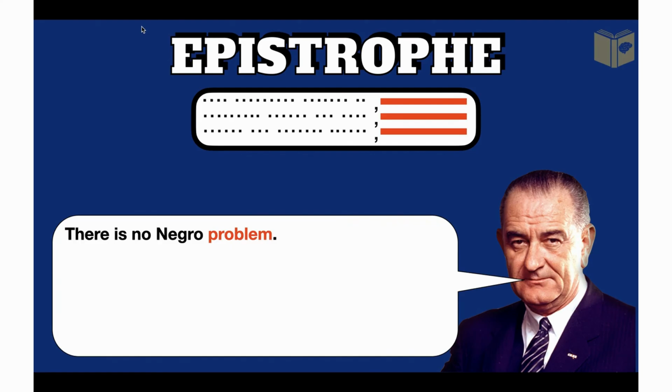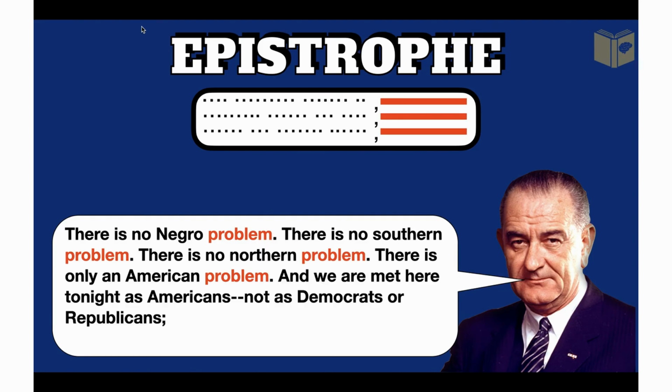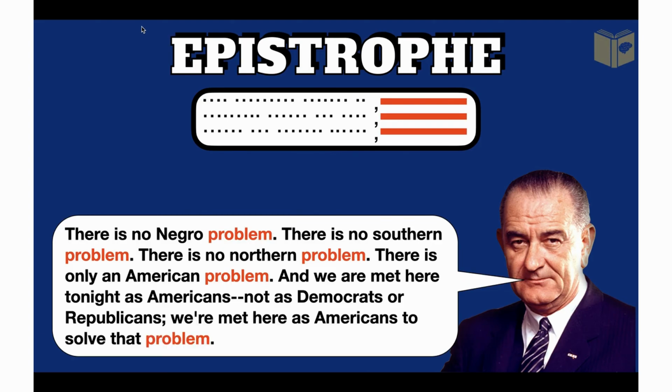There is no Negro problem. There is no Southern problem. There is no Northern problem. There is only an American problem. And we are met here tonight as Americans, not as Democrats or Republicans. We are met here as Americans to solve that problem.